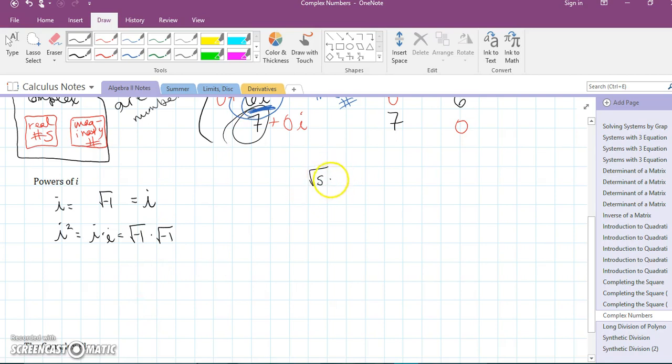And you want to think about something like this. The square root of 5 times the square root of 5 is just 5. The square roots cancel. The square root of negative 1 times the square root of negative 1 is just negative 1. It cancels. So let's keep going, and I want you to be on the lookout for patterns here.